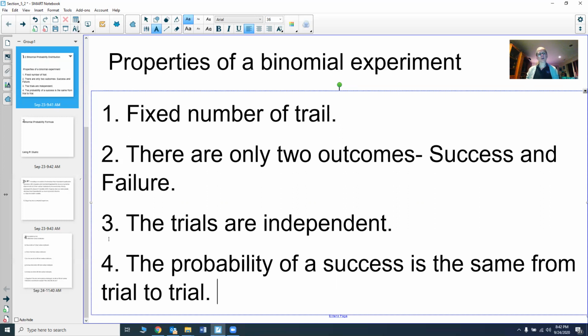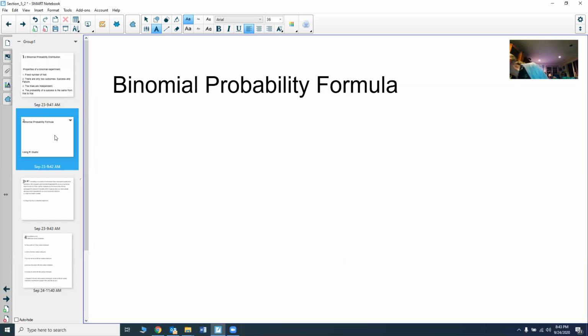So you can't have question 1 have 5 responses and question 2 only have 4, because then your probability of guessing the right answer would have changed. So this is just one of the other properties. So all 4 of these properties must be true. If all 4 of them are true, then you have a binomial experiment. And that means we can actually calculate using the binomial formula.